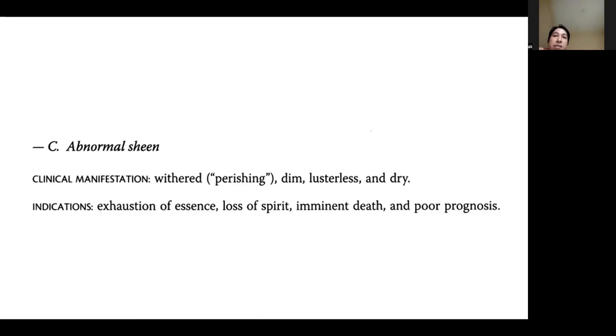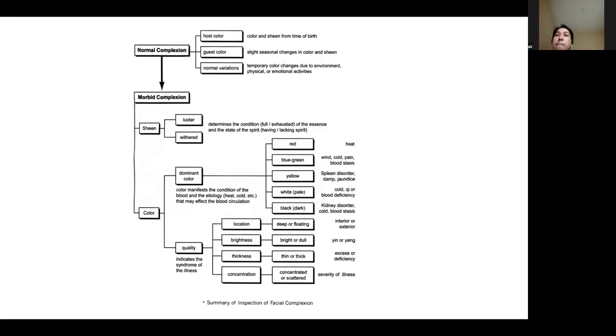Letter C, abnormal sheen. Clinical manifestation, dim, lusterless, and dry. The indication is exhaustion of essence, loss of spirit, imminent death, and poor prognosis. And this is the summary of inspection of facial complexion that we discussed.